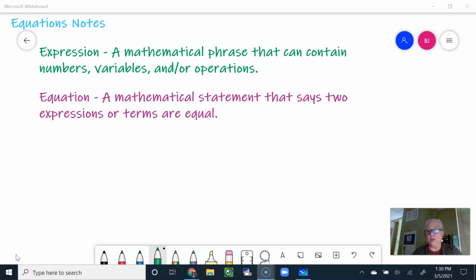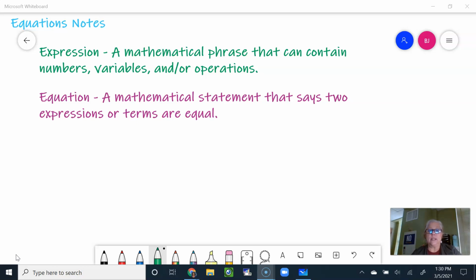And here's some notes for you to write down tonight or today. First of all, an expression. That's what we've been working with for the last week or so. We've been talking about an expression. It's a mathematical phrase that contains numbers, variables, and operations.